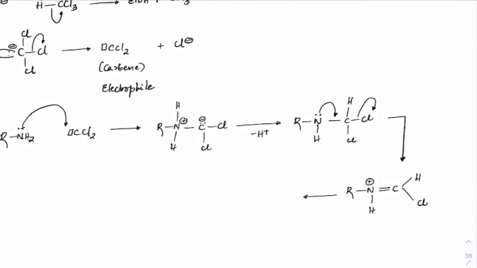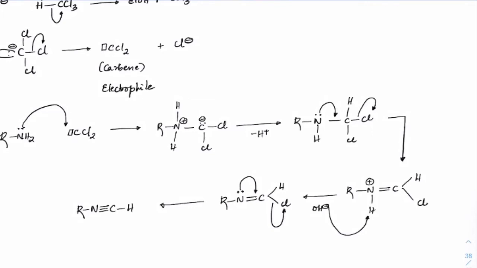Since the solution is still basic, the base will extract this proton because nitrogen has that protic hydrogen present on it, and we'll get R N double bond C H Cl, with the lone pair. And again you can observe that the lone pair will try to support here, removing that chlorine. So we will get this as R N triple bond C H plus.